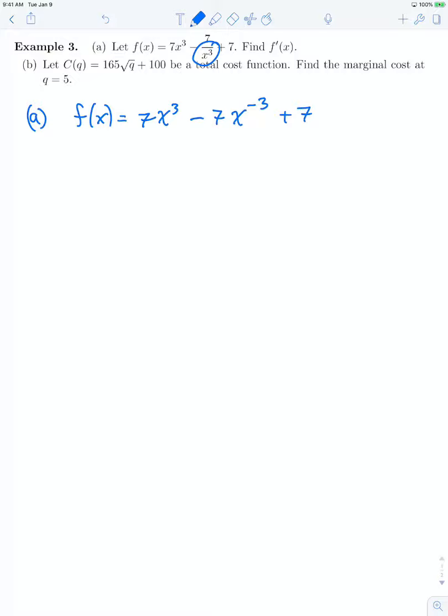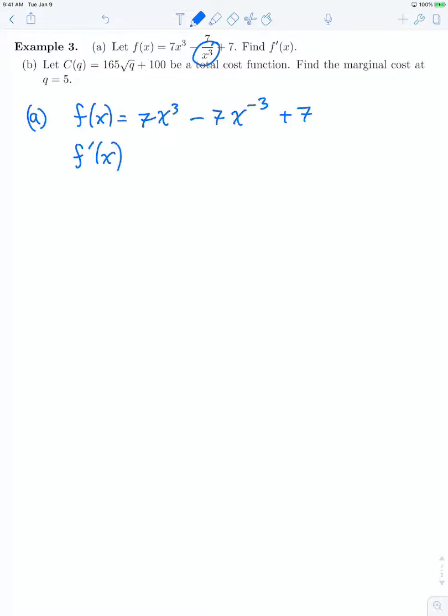And let me warn you, when you do this, a lot of times students somehow think, oh, I've done it. I've rewritten it and I'm done. But that's not the derivative. That's just basic algebra and what the definition of a negative power is. So I haven't done the derivative yet, just to emphasize. I will do it now.